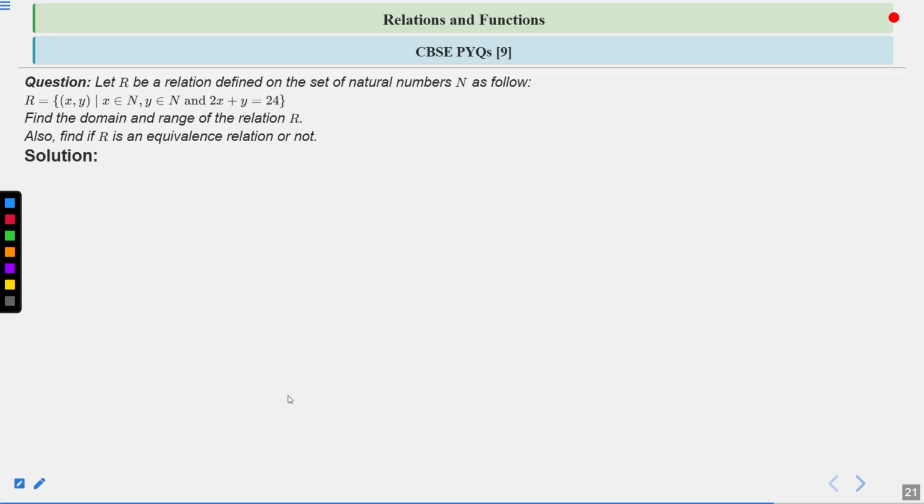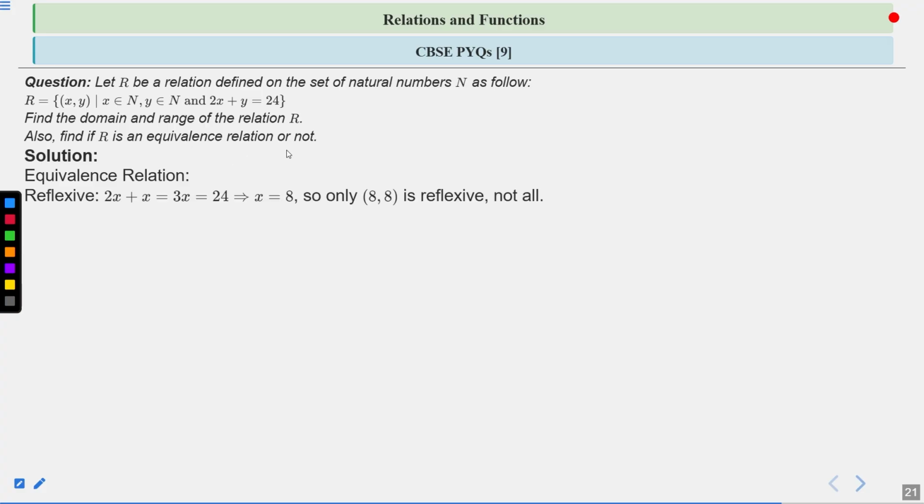Now, let us check whether it is an equivalence relation or not. For reflexivity, (x, x) must be true for all natural numbers, and it must lie in the relation R. So 2x plus x, which is equal to 3x, equals 24. After solving this, you will get x equal to 8. So only 8 is reflexive, not all. It is true for x equal to 8 only, not for all x belonging to natural numbers. So it is not reflexive at all.